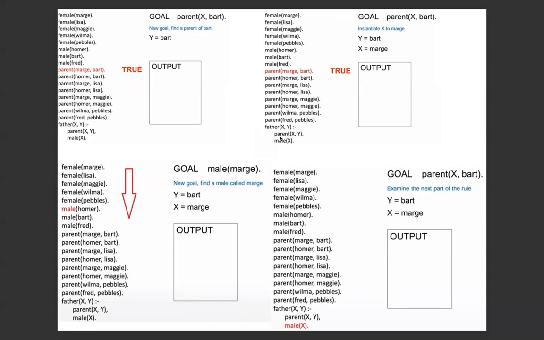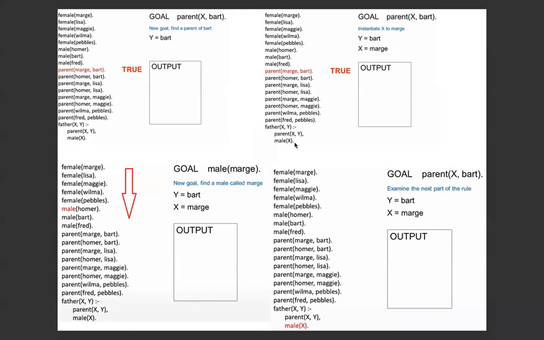So I have satisfied one aspect of this rule in which I have established that X is a parent of Y, and I found Y as Bart to be true for X as Marge. So that's why X is instantiated with the value Marge. Now I'm moving on to the second part of this rule, in which I'm trying to find out the fact that states that Marge is a male.